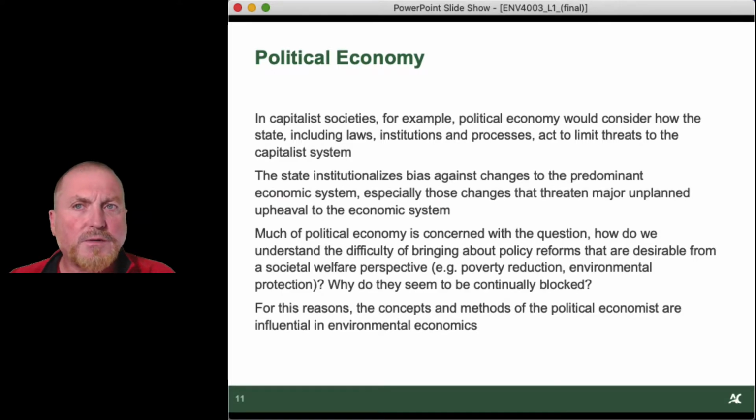In capitalist societies, for example, political economy would consider how the state, including laws, institutions, and processes, act to limit threats to the capitalist system. The state institutionalizes bias against changes to the predominant economic system, especially those changes that threaten major unplanned upheaval to the economic system. We see the struggles around climate change, as the capitalist system tries to come to grips with climate change, and NGOs and progressive groups are saying, hey, we've got to come to grips with this.